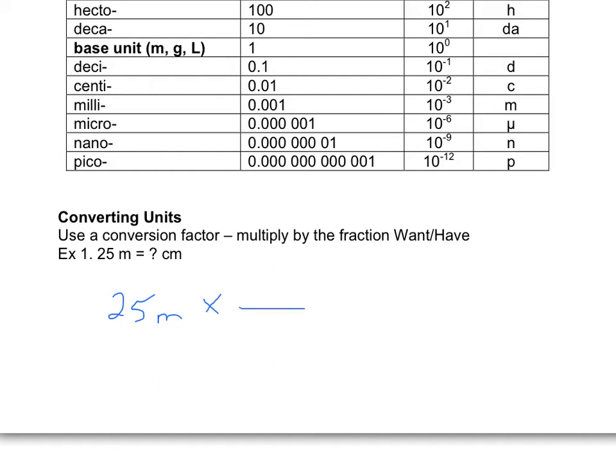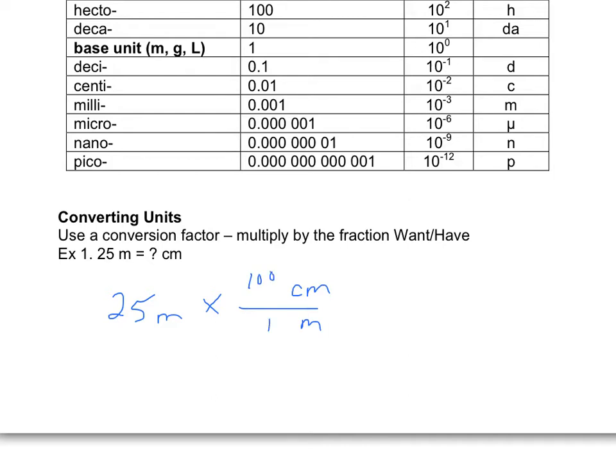I'm going to times by the unit that I want. I want centimeters, so I put it on top of my fraction. And I divide by the unit I already have, meters. And then I ask myself, how many centimeters are there in a meter? Well, there's 100. So I put 100 up top and I put 1 on the bottom.